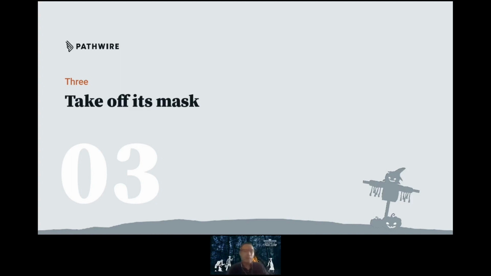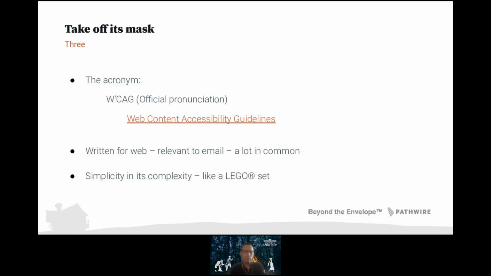Well, let's start by taking off its mask and find out what's behind it. So the acronym, WCAG, and that's the official pronunciation, by the way. Some say WCAG, some say WCAG, it's actually WCAG. The Web Content Accessibility Guidelines. And while the guidelines are written for web content, they are relevant for email content because they have a lot in common. And though they do appear to be complex, there's simplicity and logic in their complexity. Like a complex Lego set, it becomes easy to work with when you break it down into its components.